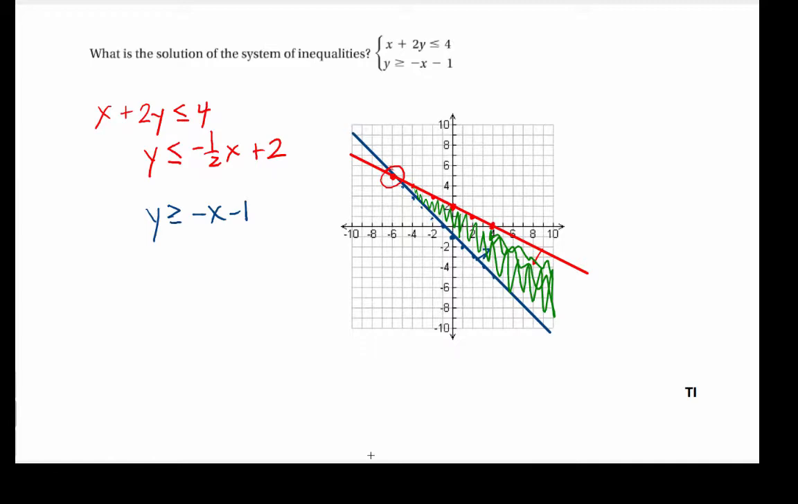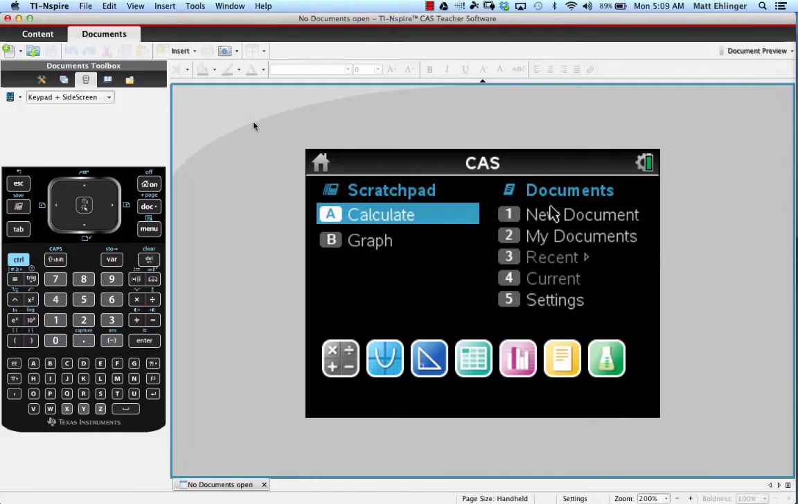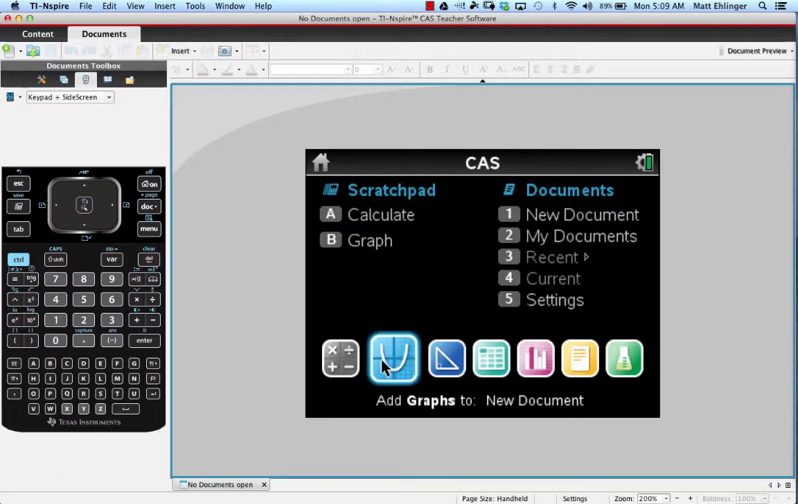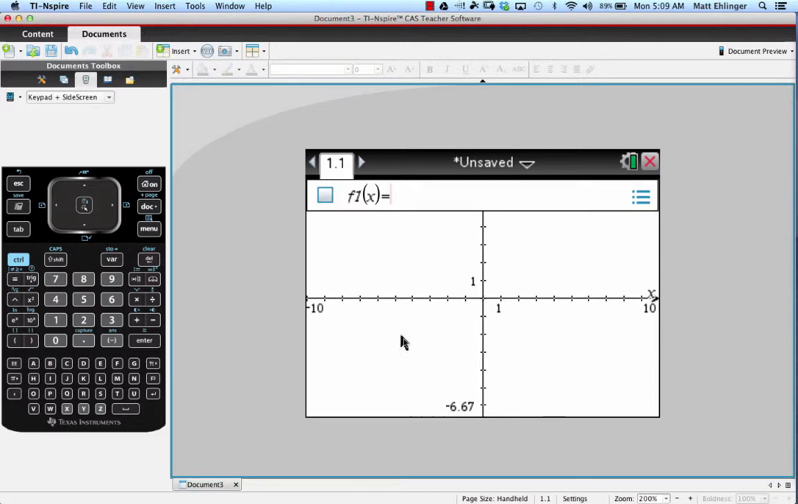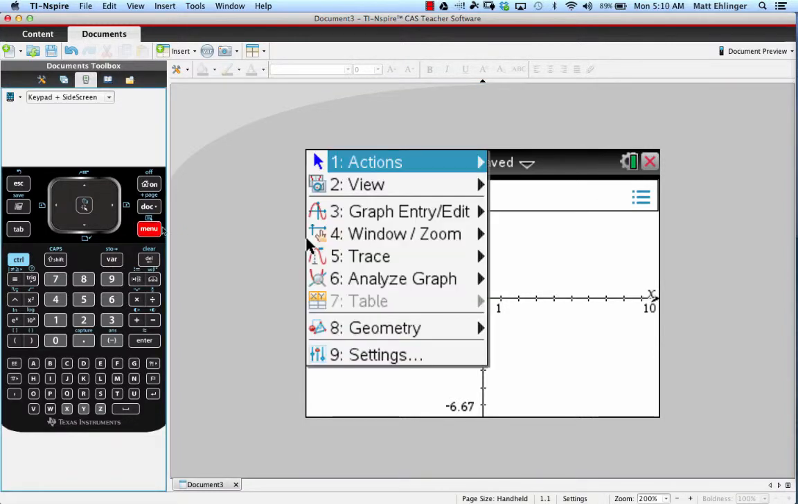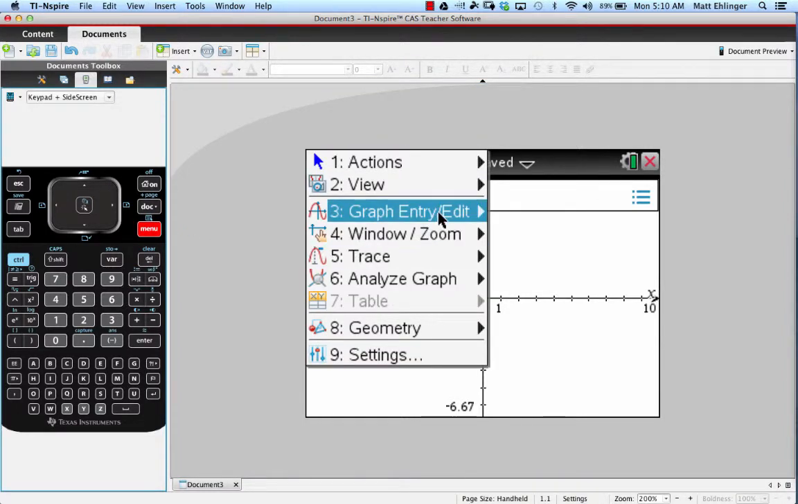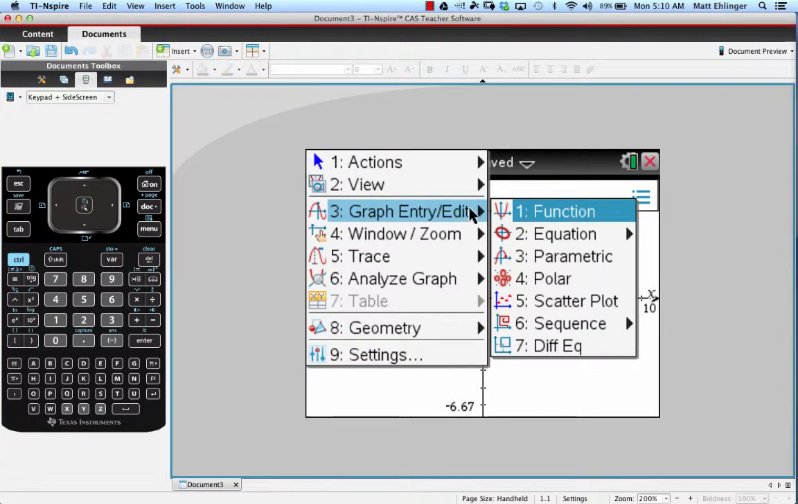So at this point, I'm going to show you how to do this on your TI Nspire calculators. Okay, so let's talk about how we graph an inequality on our calculator. Actually, we want to graph a system of inequalities. So let's do a new graph page on our screen here. We have a blank graph, and we have the function box open asking us for a function, but we don't want it to graph a function for us. So let's do graph, edit, entry.